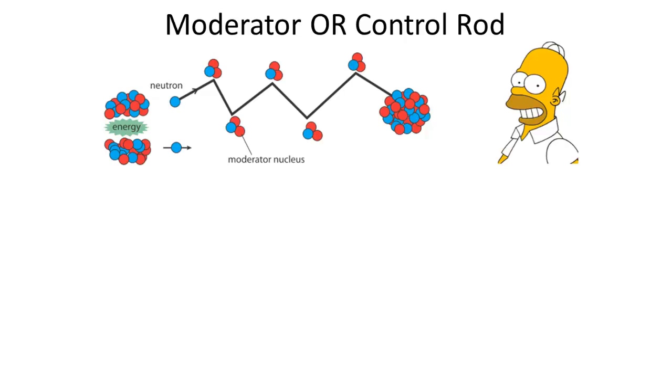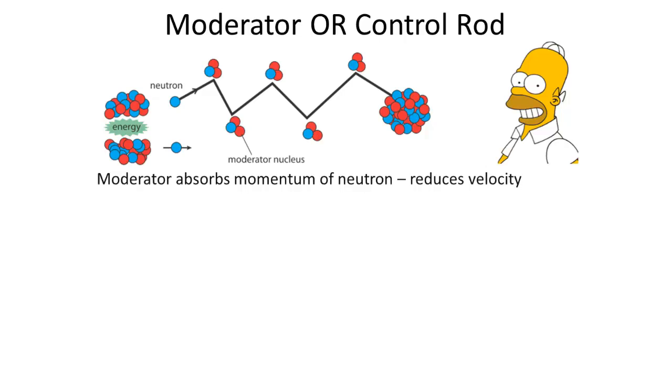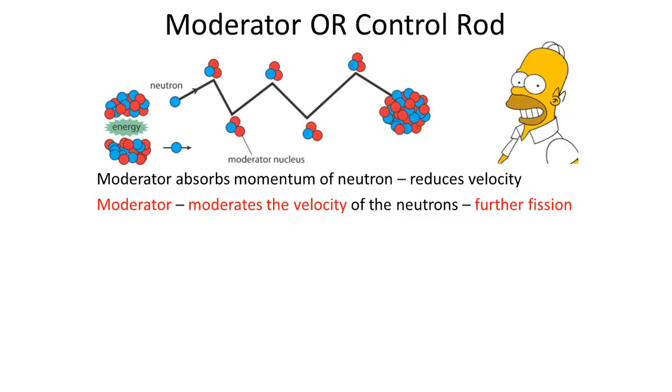So basically the neutron collides with the nuclei of the moderator, which in this case is water. Each collision slows down the neutron until it's slow enough to be embedded. So this is the moderator. It moderates the speed of the neutrons. So the moderator absorbs the momentum of the neutron and it reduces its velocity. So the moderator basically moderates the velocity and enables further fission.